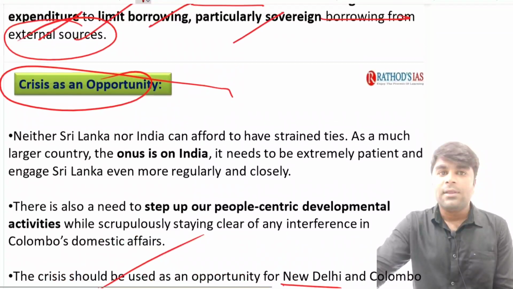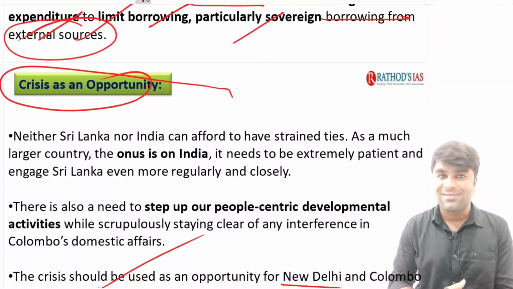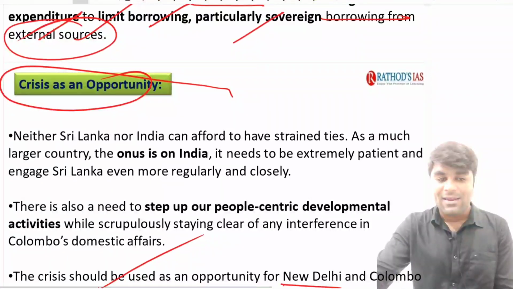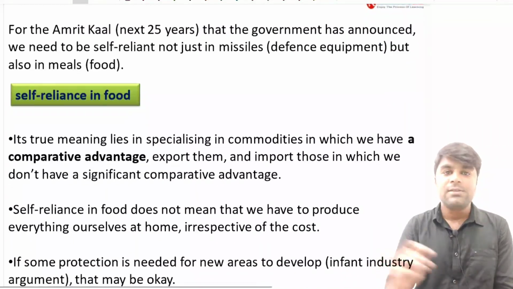So, a situation like this should be used by both countries to solve such economic crises, right? I hope you understood it. Next, this is about the Sri Lankan crisis, and now we will look at the next important topic.